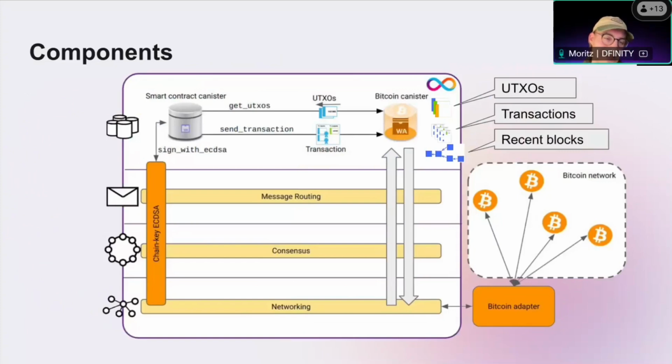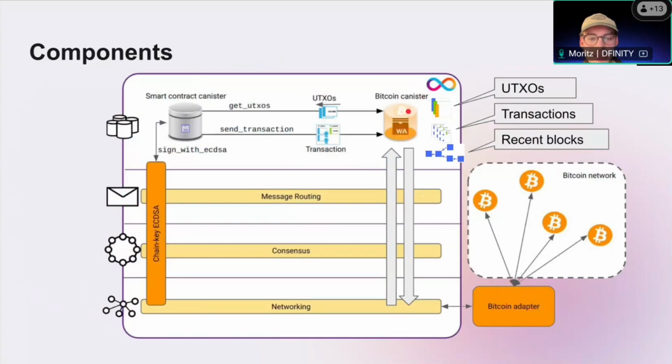And then let's go a level deeper and look at how this API is actually enabled. So now we kind of know what programmers use and what functionality is there, but you might be wondering, okay, but how is this actually enabled? And this is what we see on this slide. So the components that enable the Bitcoin API or the Bitcoin direct integration are actually two. The first one is the Bitcoin adapter. This is in the bottom right corner here. And the second one is the Bitcoin canister up here. And let's start with the Bitcoin canister.